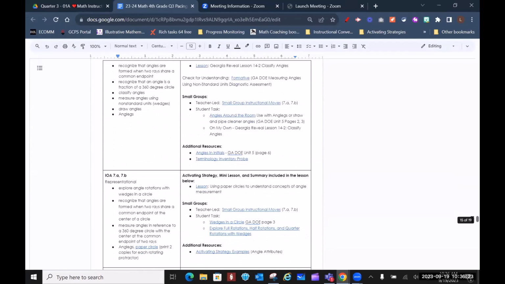You can see that now we are representational. There are 2 days where 7A and 7B are clustered. On these 2 days, students are still recognizing the type of angles, but using wedges in a circle to begin referencing 360 degrees of a circle with the center at the common endpoint of 2 rays.